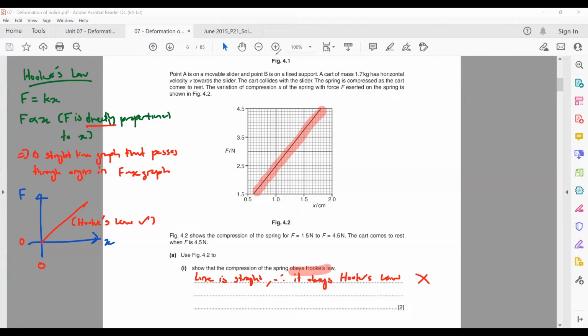But what if you have another separate line? I mean, if you plot a force versus extension graph, you also get a straight line, but it looks like this.